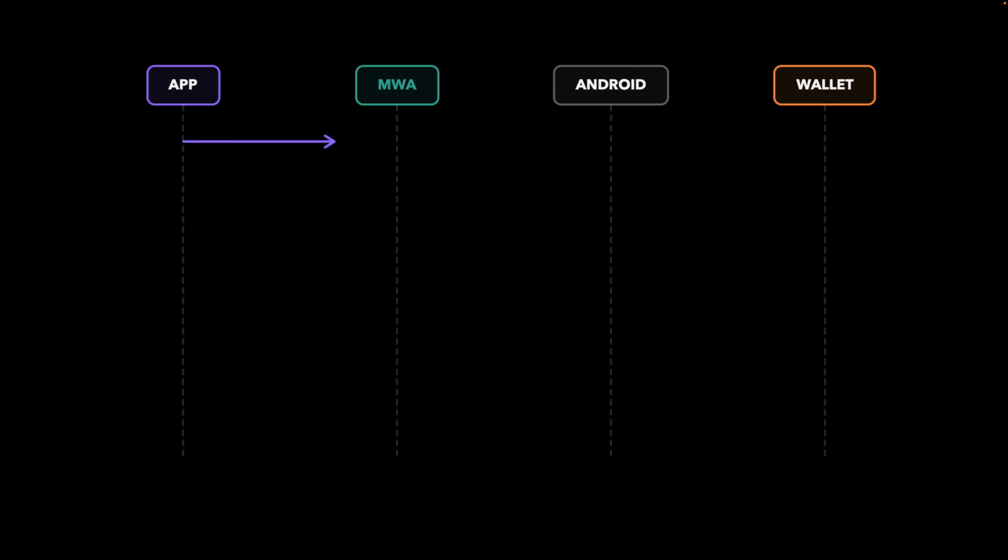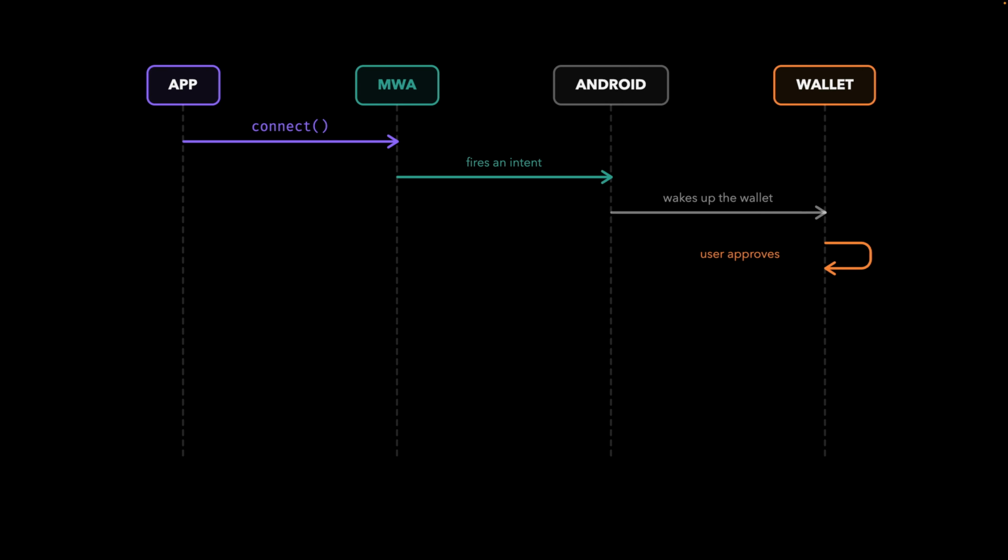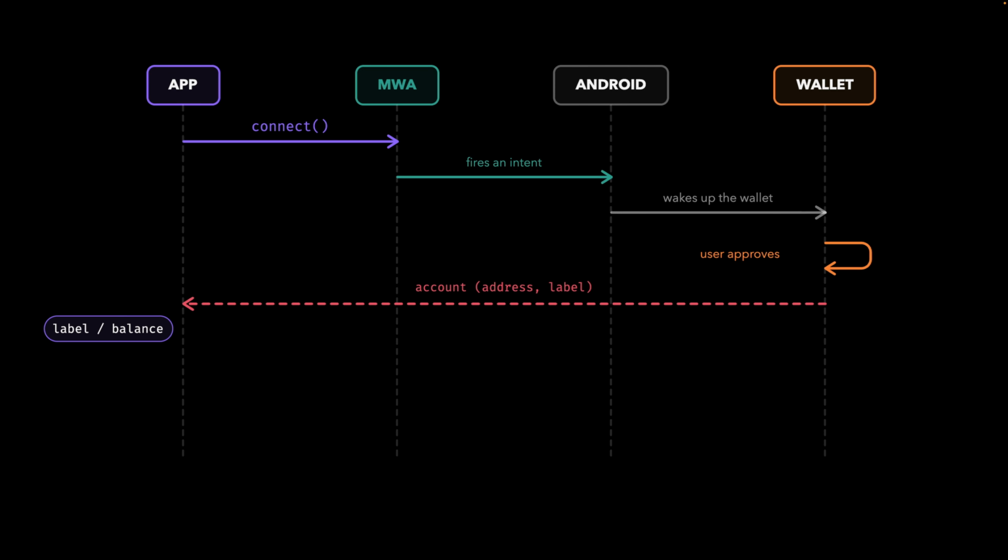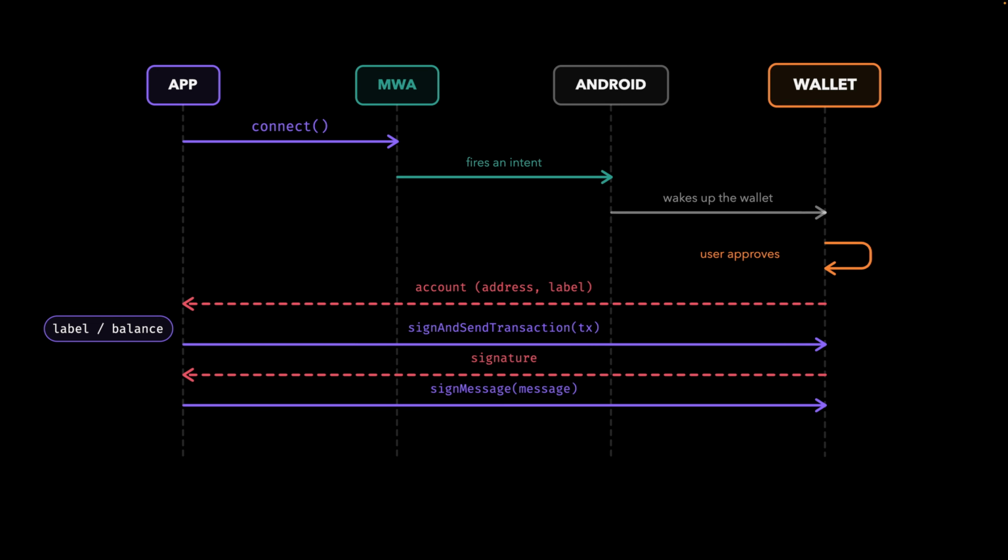Our app initiates a connection by calling connect. Under the hood, MWA fires an Android intent that prompts the OS to wake up a compatible wallet. In the wallet, the user approves the request. The wallet then sends the account details, like the address and the label, back to our app. Now we can show the user's balance and call other methods for sending transactions and signing messages.